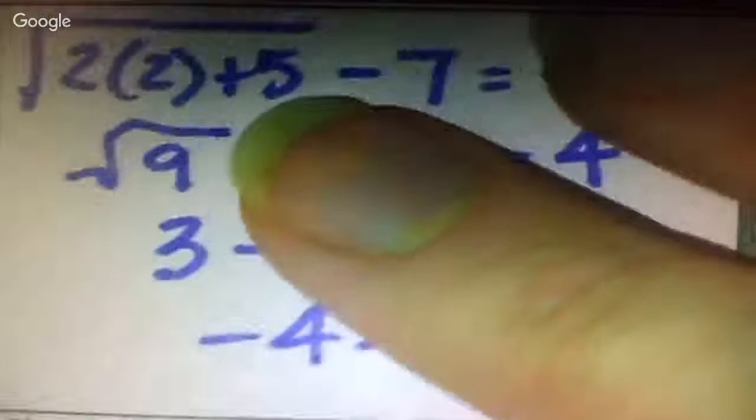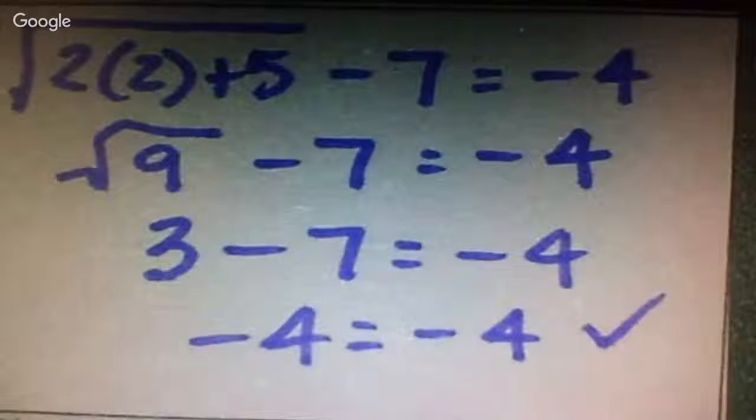So here's what it should look like. I plugged in 2. 2 times 2 plus 5 is 9. So technically I'm only taking the square root of 9. That negative 7 or minus 7 is not underneath that square root. So I've got to take the square root of 9 first, which is 3. Then I subtract 7, which gives me negative 4. And negative 4 equals negative 4. So that one's okay. Wait, don't touch it yet. Over 2, x equals 2.